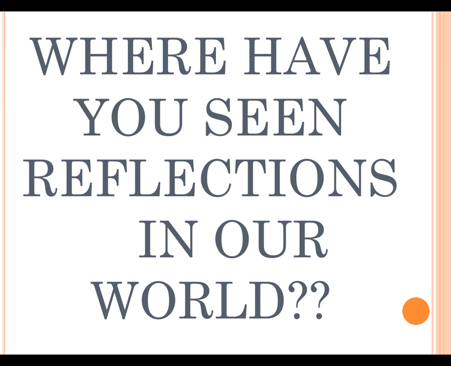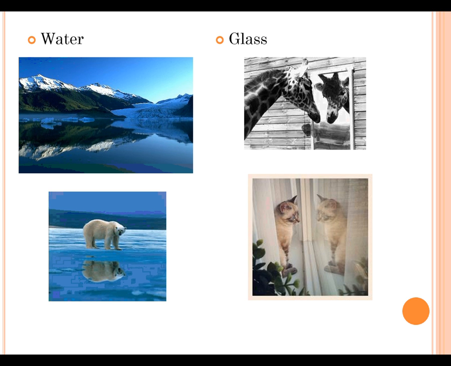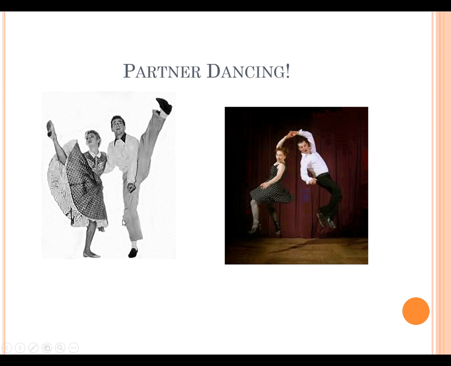So in class, we brainstormed where we saw reflections in our world, which is pretty cool. Some that I came up with: you can see a reflection in water, it kind of mirrors the image. You can see a reflection in glass, like I got this giraffe and the cat looking in the window. You can also see it in a mirror. But also with dancing, if you dance with a partner, you can kind of mirror each other or look the same on both sides. So that could be another example of a reflection.